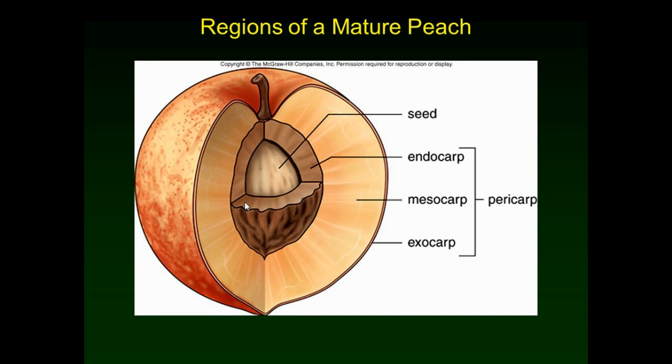So this is going to be a peach. I have my seed on the inside here. The endocarp is this hard bit that surrounds the seed. The mesocarp is the flesh, and the exocarp is that furry skin that some people just can't stand the feel of.